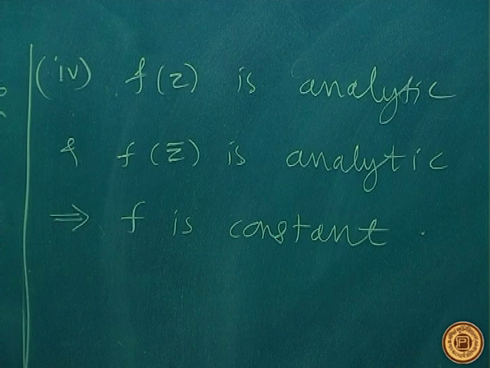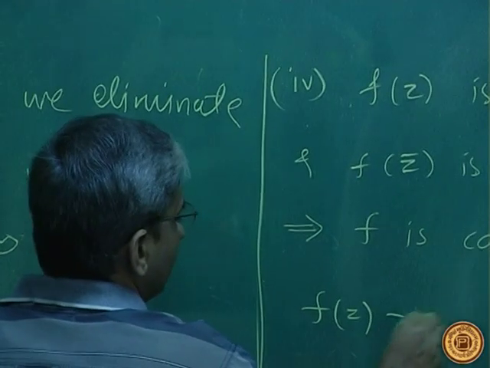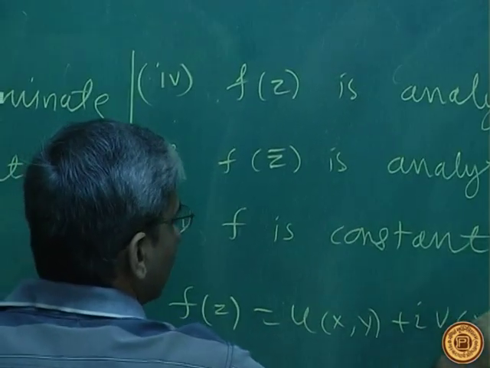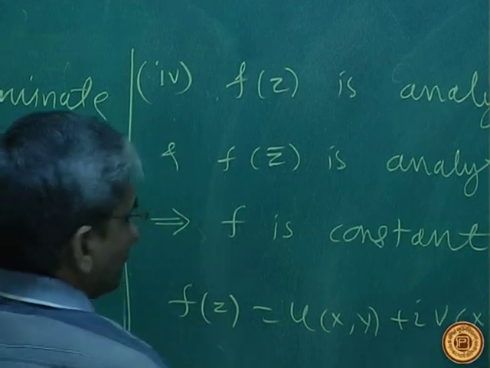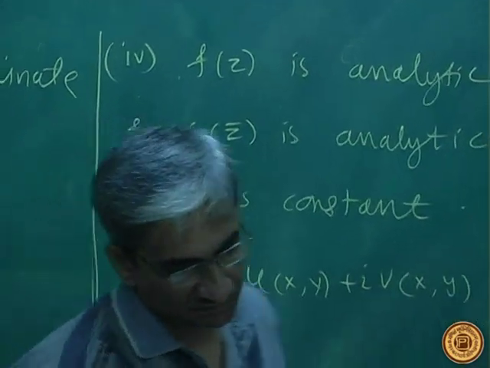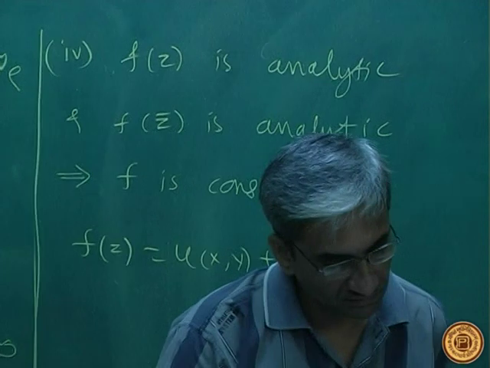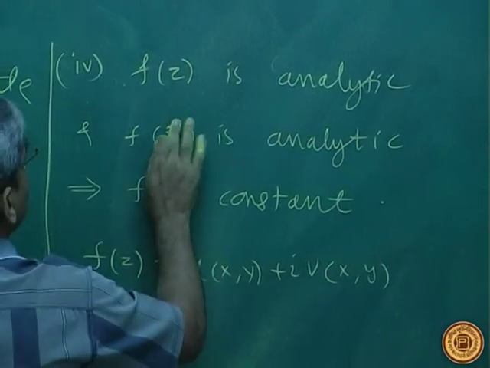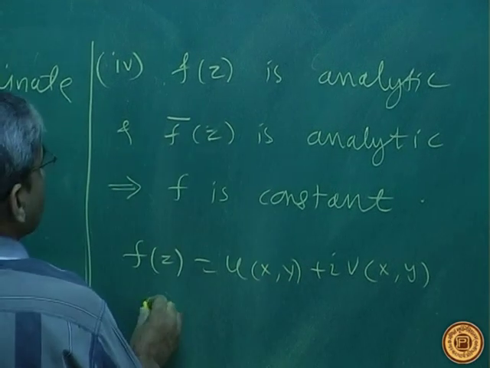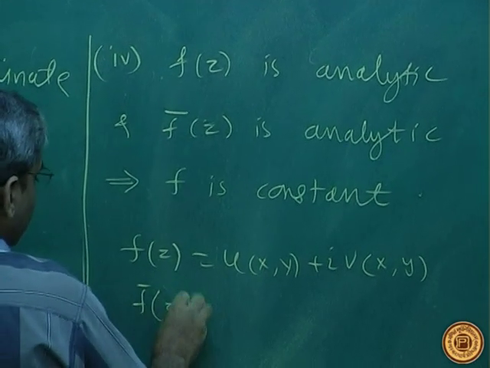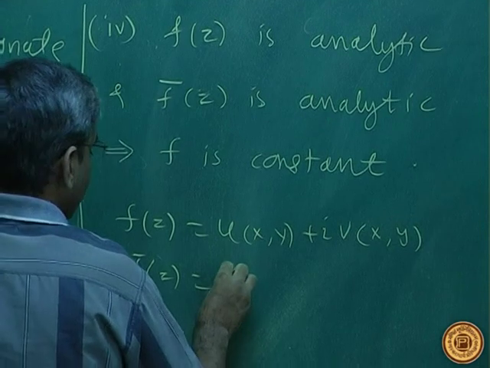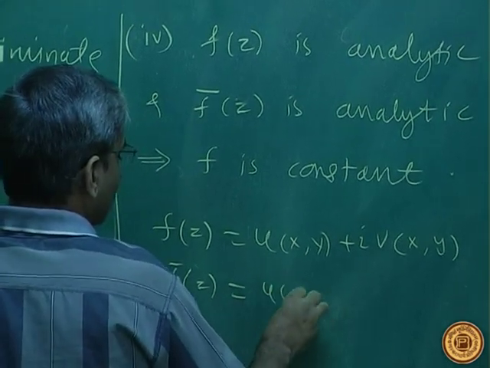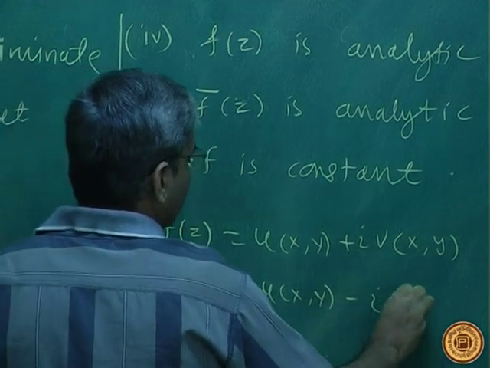f z is u(x,y) + i v(x,y). What I have written is f bar z, not f z bar, f bar z. So that f bar z is u(x,y) minus i v(x,y).